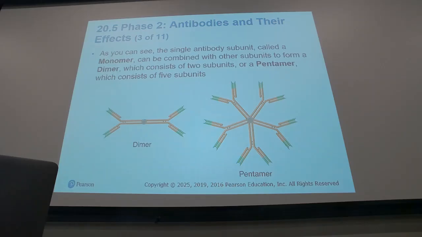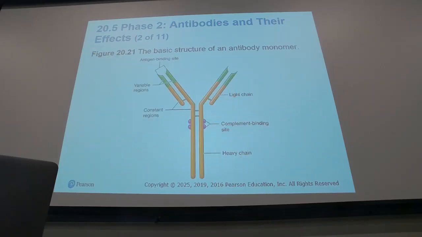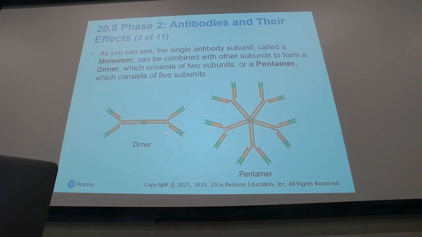So we have some antibodies that exist as monomers like this, one only. They can be dimers, 2 attached, or they can be pentamers, 5. Most of them exist as monomers. Some are dimers, and some are pentamers. Like IgM, it's a pentamer, IgA, it's a dimer. Or some of them can be pentamers and dimers.